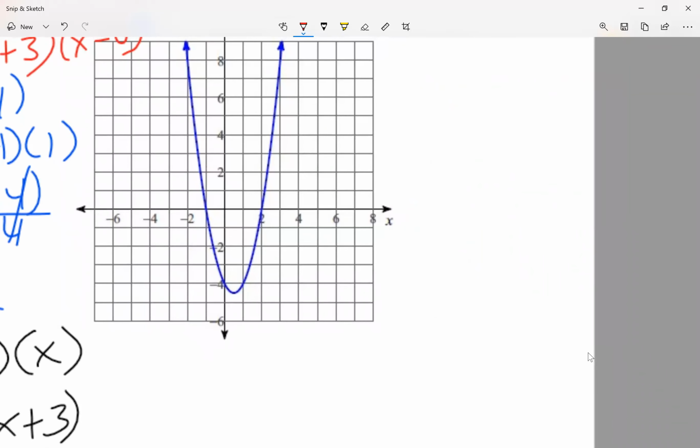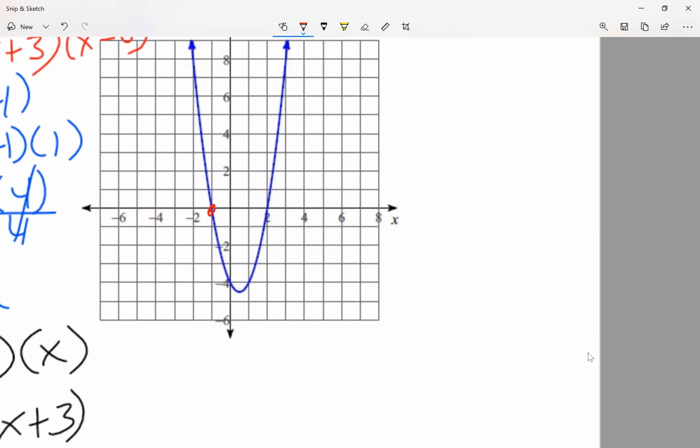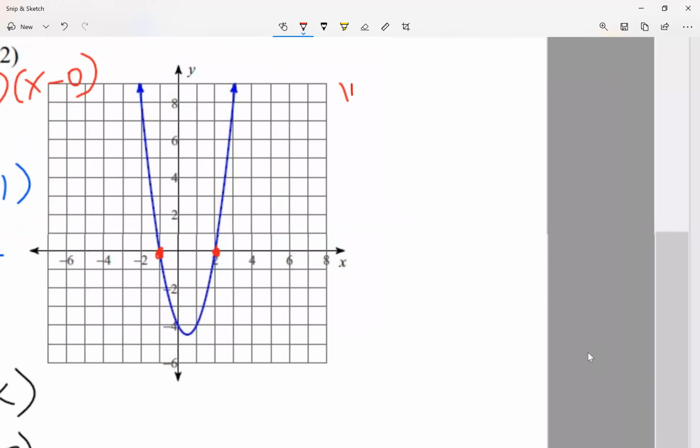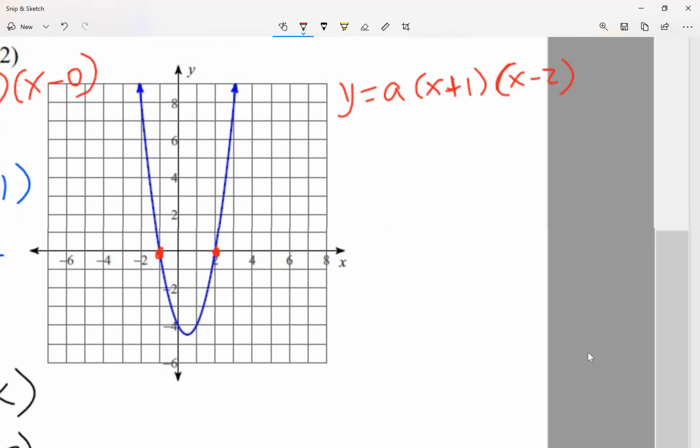My intercepts, where do I cross the x-axis? I'm crossing at -1 and +2. So I know most of my answer. For right now, let me just write this as y equals a, the aperture. I expect it to be a positive number because it's opening up, but my parentheses are going to be x plus 1, right? Because I crossed at -1, so I switched the sign, and then x minus 2. Don't forget that I switched the signs.